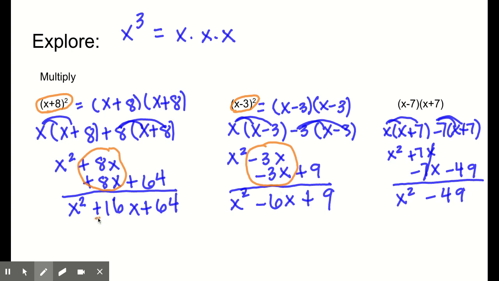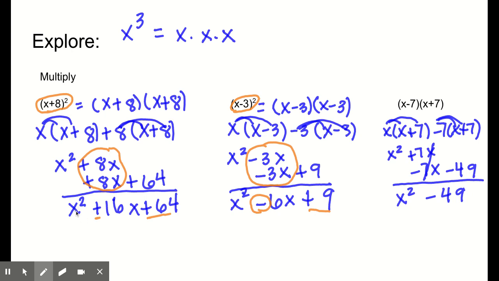This one right here has an addition symbol in the middle. If I look back at the binomial, I had an addition symbol in my binomial. This one over here has a subtraction symbol in the middle. And if I look back at my original binomial, I had a subtraction symbol in the binomial. In both cases, we ended up with a positive constant. So let's look into this a little bit further. What is the relationship between the original binomial and what we got at the very end?